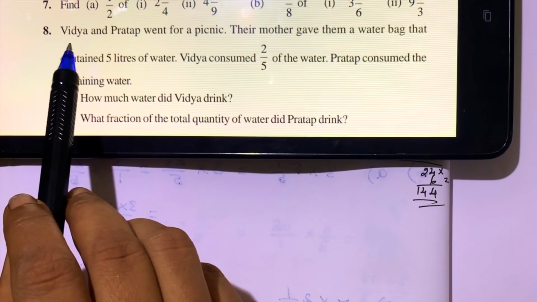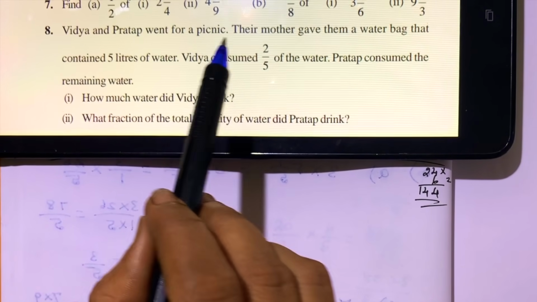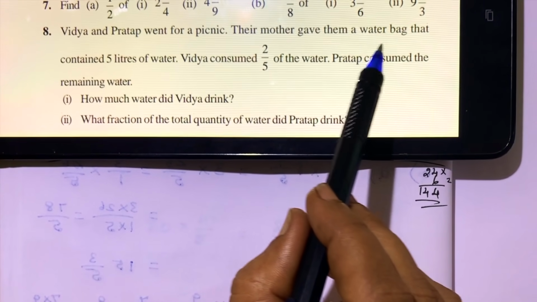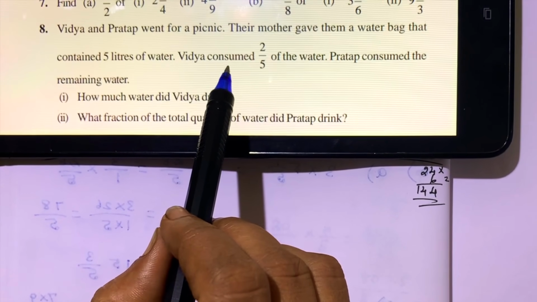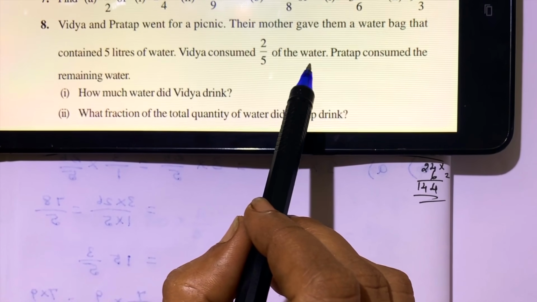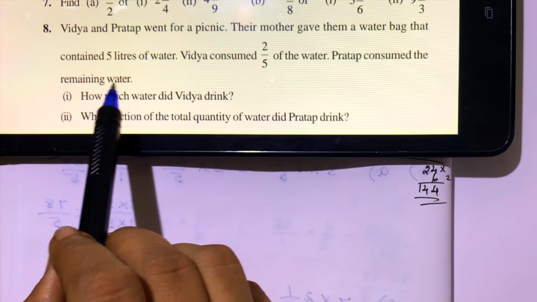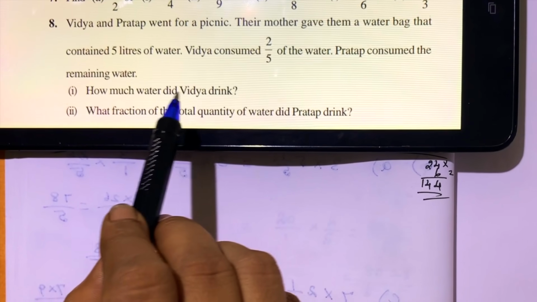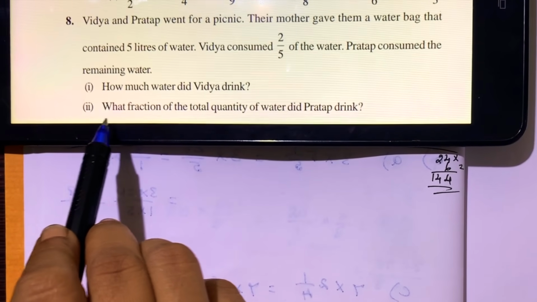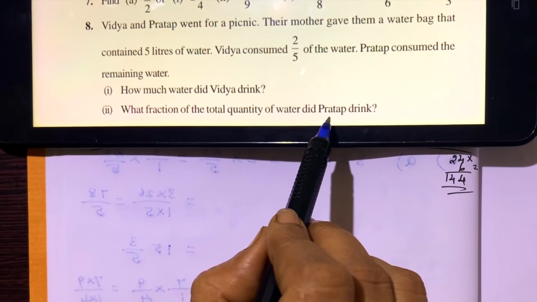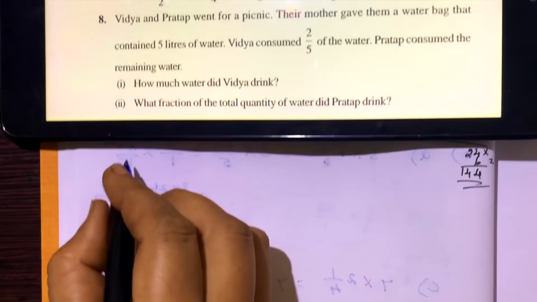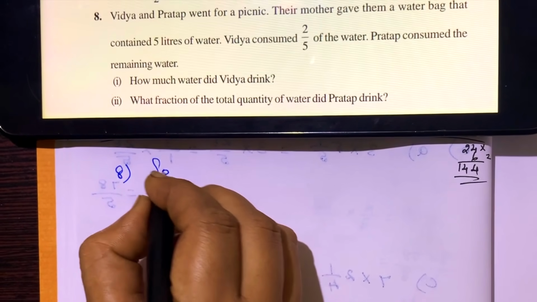Now 8th question: Vidya and Pratap went for a picnic. Their mother gave them a water bag that contained 5 liters of water. Vidya consumed 2 by 5 of the water. Pratap consumed the remaining water. How much water did Vidya drink? The second subdivision: what fraction of total quantity of water did Pratap drink? Now 8th one, solution.